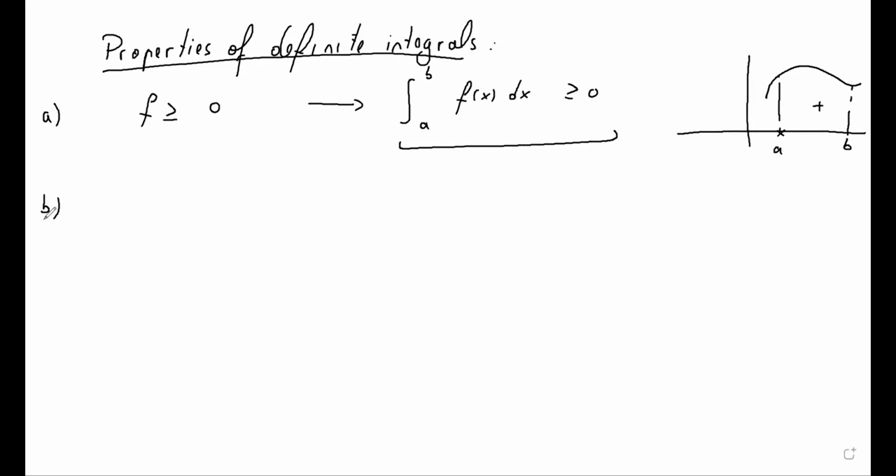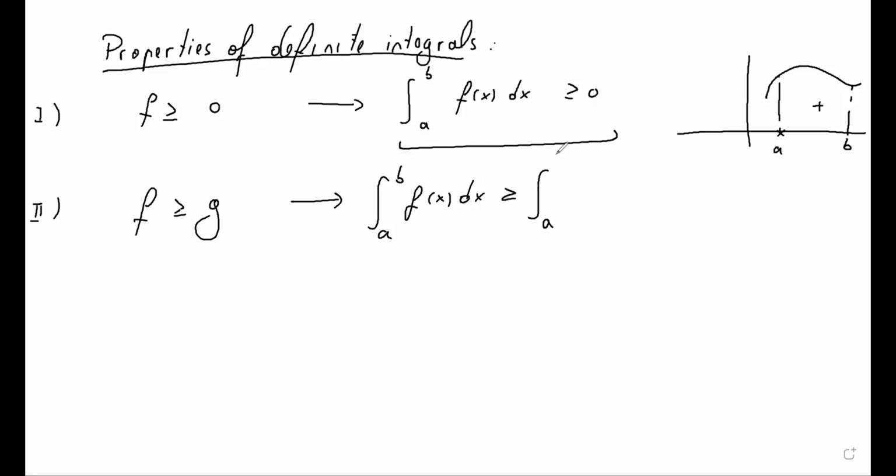Property B over here would be, let's say property 1 and property 2, mixing up notation now. Property 2 would be the following. If f is greater than or equal to g, then the integral from a to b of f of x dx is greater than or equal to the integral from a to b of g of x dx.